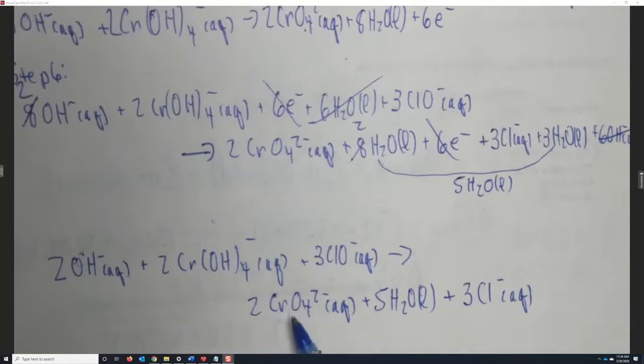Chromiums, I have 2 Crs and 2 Crs. Cls, I have 3 Cls and 3 Cls. So this is the balanced chemical equation.